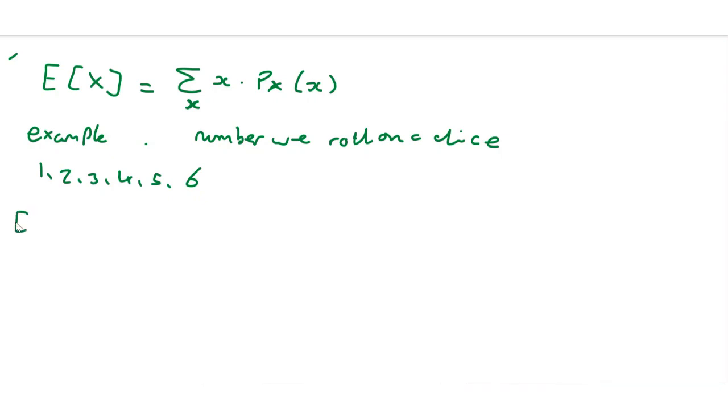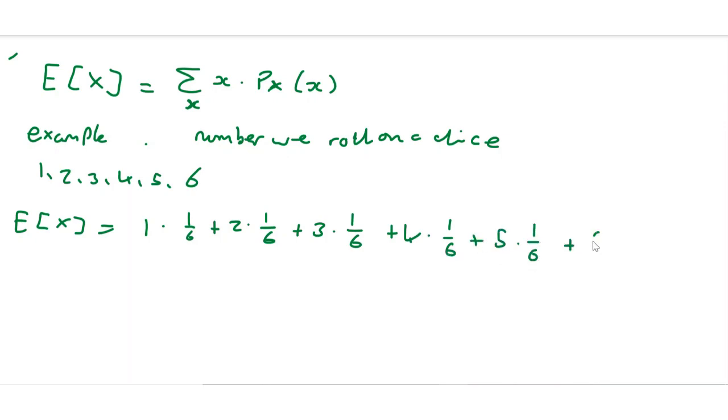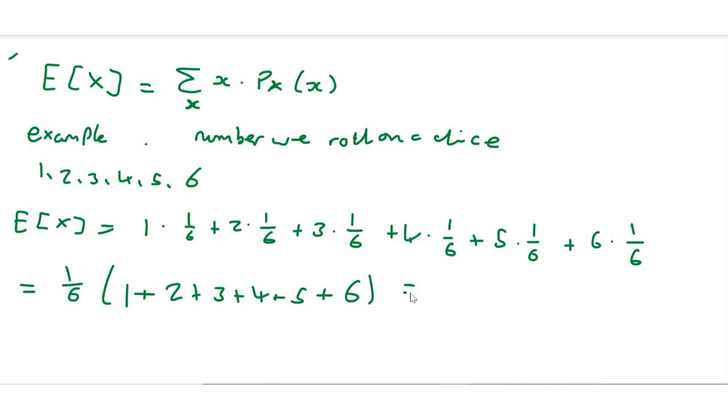So E of X, the expectation of X, is equal to 1 times 1/6 plus 2 times 1/6 plus 3 times 1/6 plus 4 times 1/6 plus 5, you guessed it, times 1/6 plus 6 times 1/6. And we can take the 1/6 out. This is 1/6 multiplied by 1 plus 2, 3 plus 4 plus 5 plus 6, and that turns out to be equal to 7 over 2, 3.5.